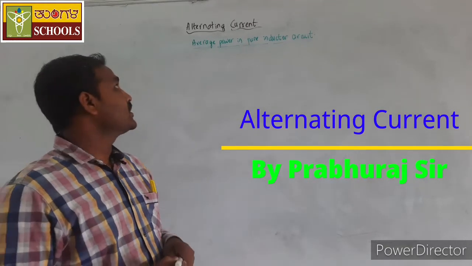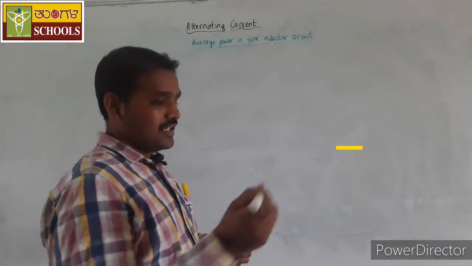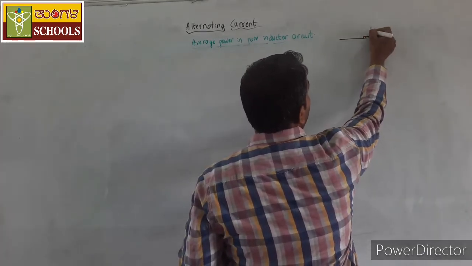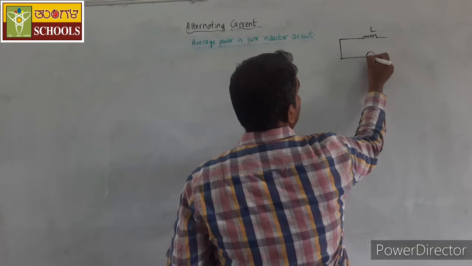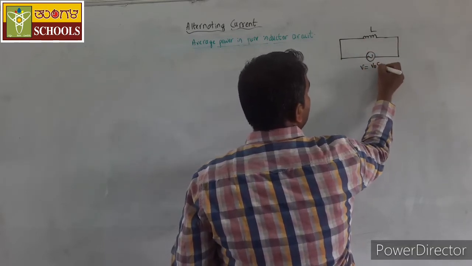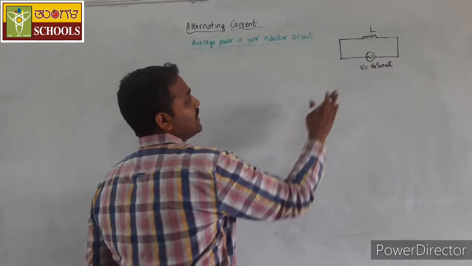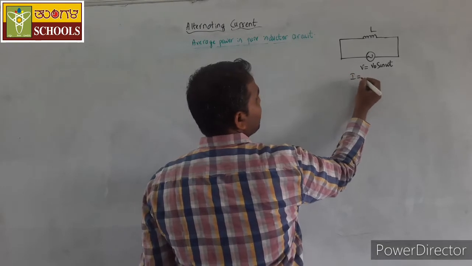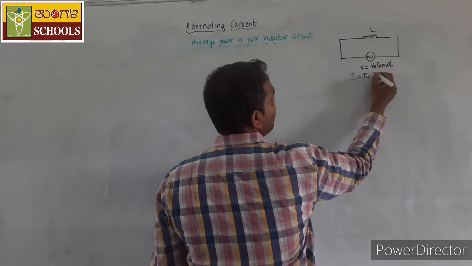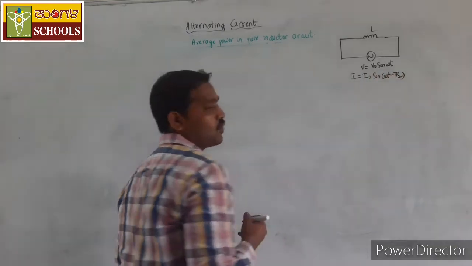Let us continue with the average power in an inductor circuit. Let me consider an inductor of inductance L connected to the alternating source of voltage given by V is equal to V naught sin omega t. In the inductor circuit we know the current lags the voltage by 90 degrees. So, I can write I is equal to I naught sin(omega t minus pi by 2).